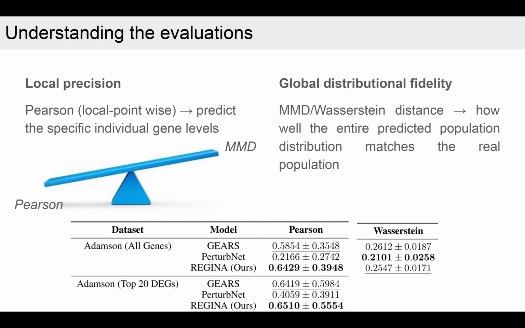And we can see that here, for example, on the Adamson data set, our model in the local metrics is beating the others, even when taking only the 20 most highly variable genes, where, for example, we might expect GEARS to perform better because it is designed for this, but still ours is better. And when we are taking the global distribution metrics, we still achieved comparable results.